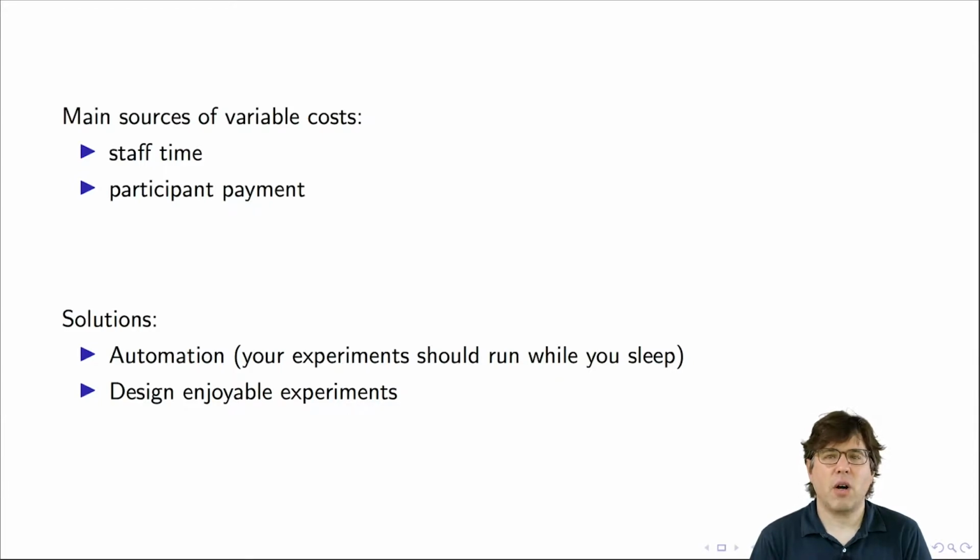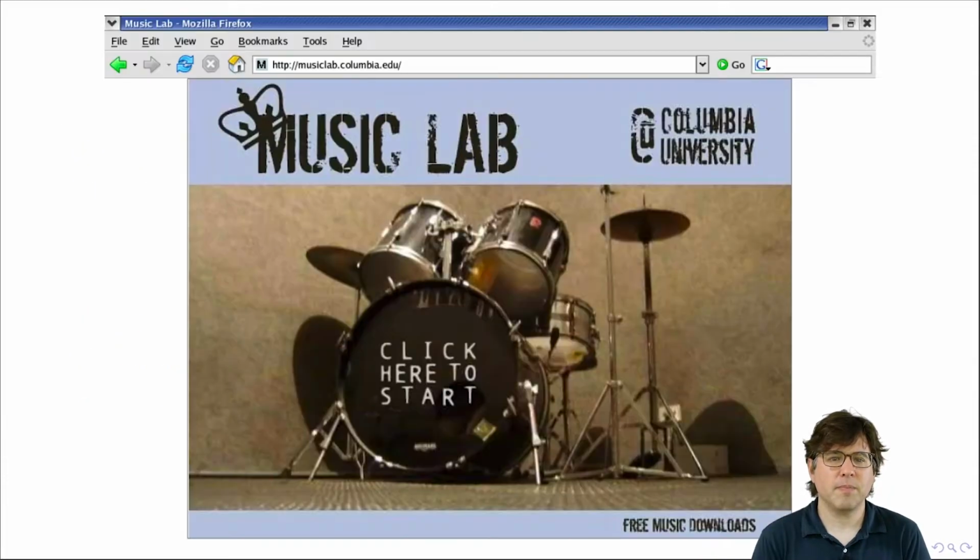So how can we eliminate these sources of variable cost? One is we can have automation. Your experiment should be able to run while you sleep. And if your experiment runs while you sleep, you've probably done a really good job of eliminating the staff time that's needed to make the experiment go. And then second, we can design enjoyable experiments. To the extent that our experiments are automated and enjoyable, we can potentially get zero variable cost data, which will allow us to do experiments at scale.